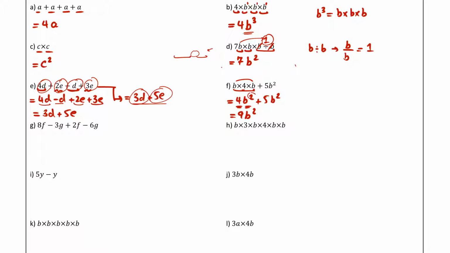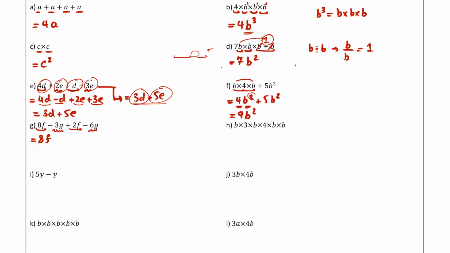The next question here, we will use the same procedure to solve it. First thing to do is taking care of any multiplication. I can't really simplify any of the terms here because I only have one variable and one coefficient. So the next thing I will do is to identify like terms. I have 8f and 2f over here, and I have 3g and negative 6g over here. So first thing I'll do is collect like terms together.